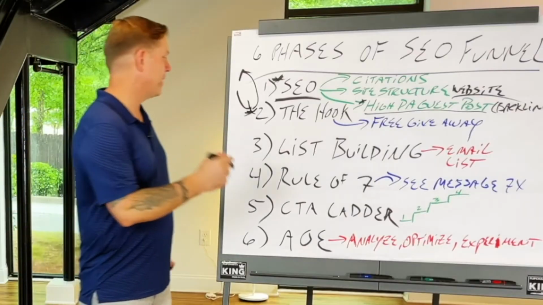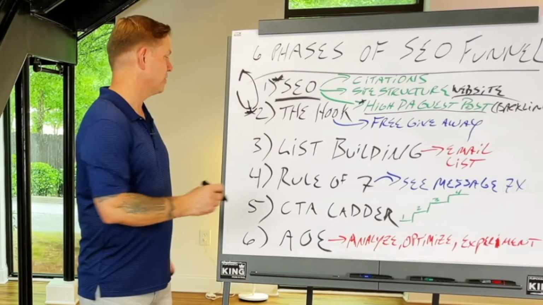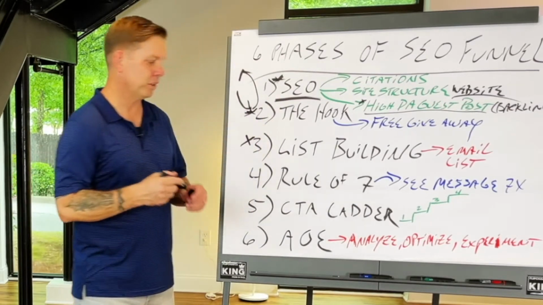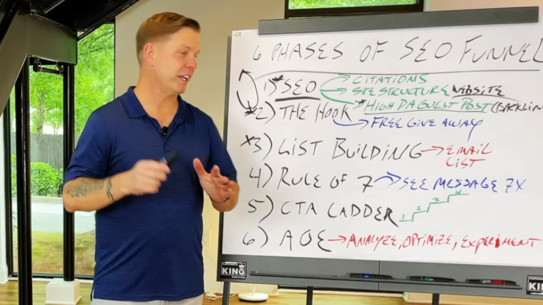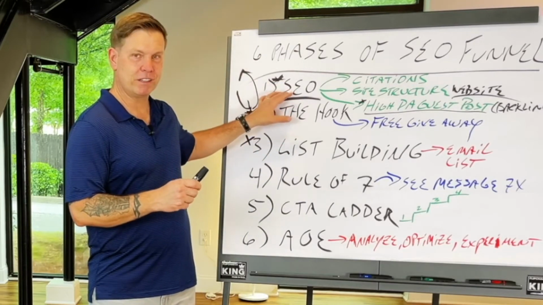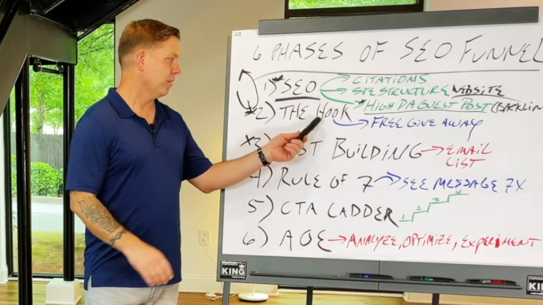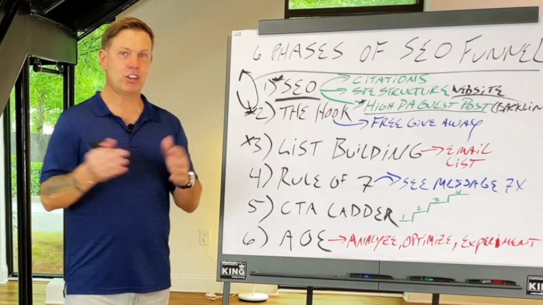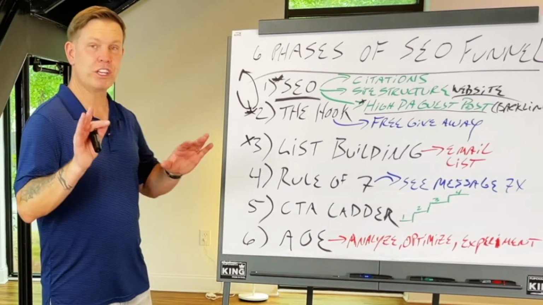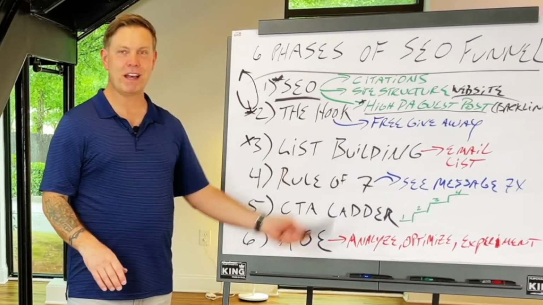Number 3, phase 3 in the 6 phases of the SEO funnel, is list building. If you think about it, you're getting more traffic with the SEO, you've got a hook, you have this free giveaway. Now, in exchange for the free giveaway, you're asking for people's email address. What are you doing? You're building your email list.